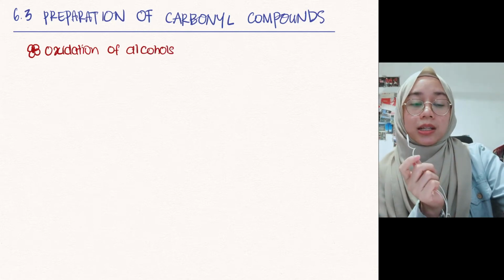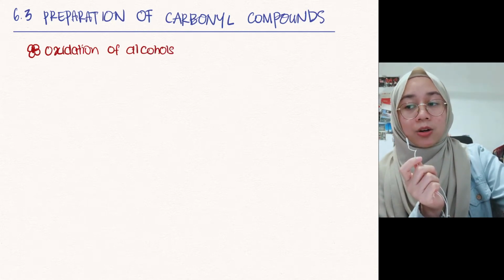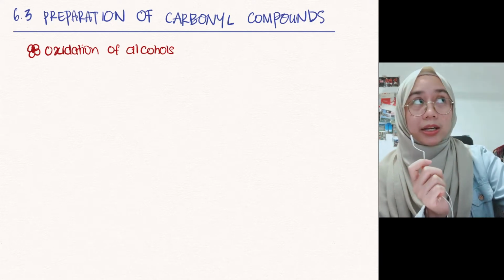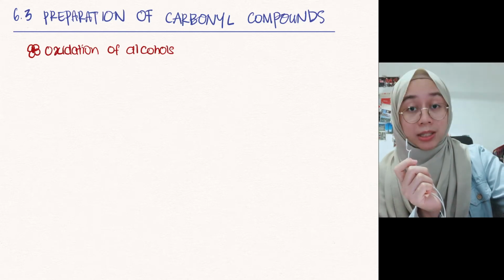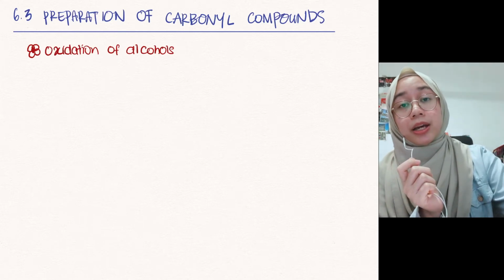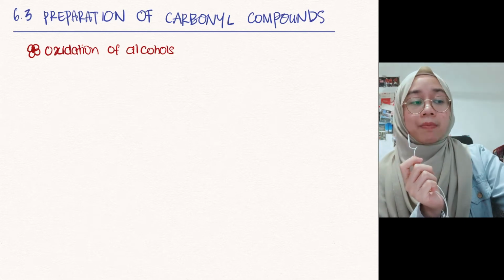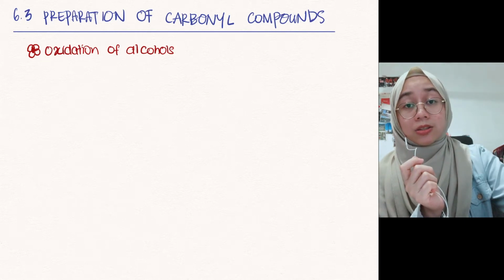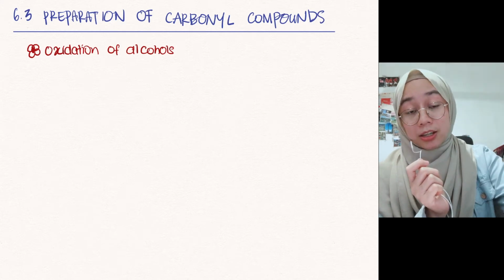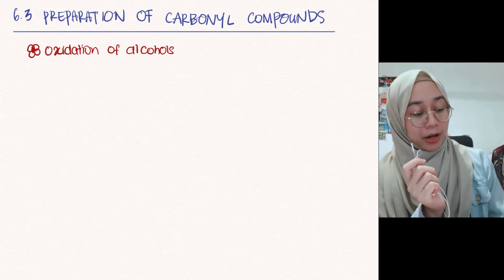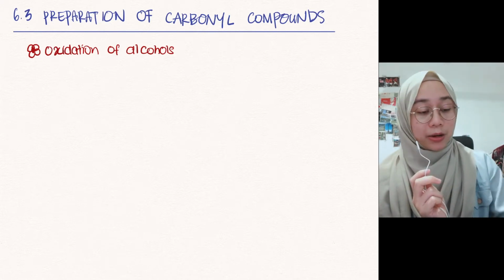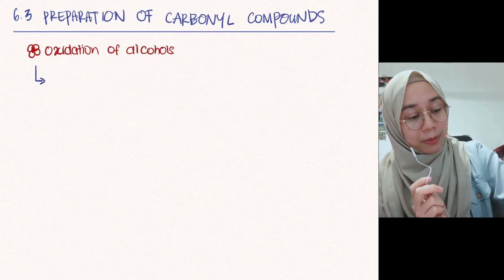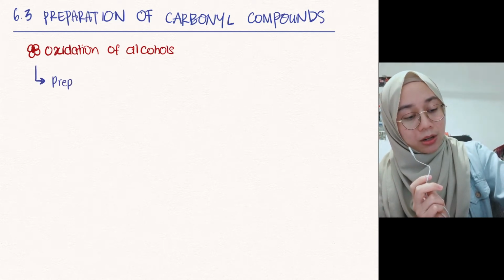So previously, kita dah belajar yang alcohol ada 3 classes of alcohol: primary, secondary and tertiary. However, not all classes of alcohol can be oxidized. So only primary and secondary can be oxidized. And depending on the classes of alcohol, we will produce different types of products. So untuk primary alcohol, kita nak fokus on how to prepare aldehyde dahulu. Preparation of aldehyde.